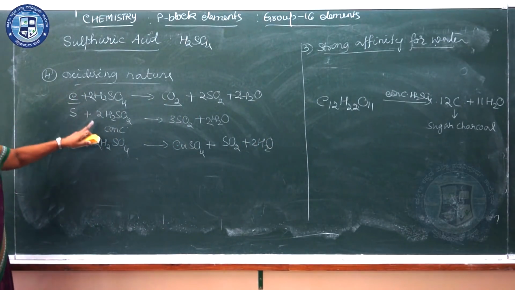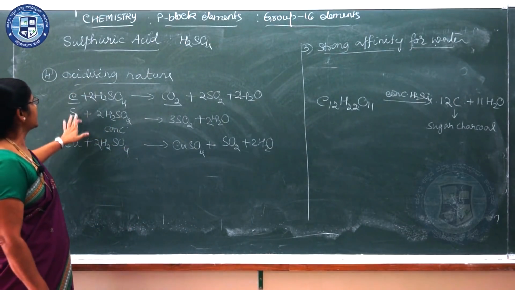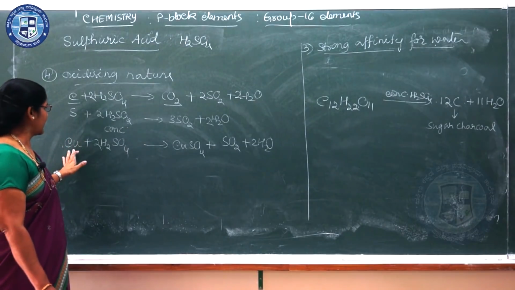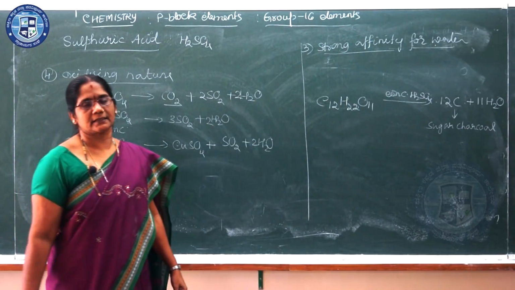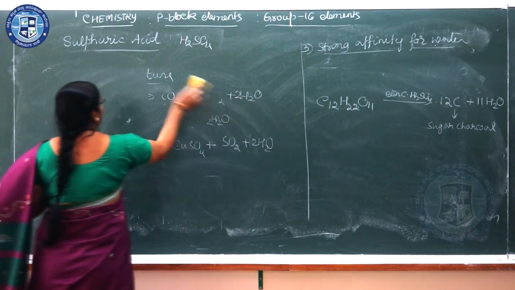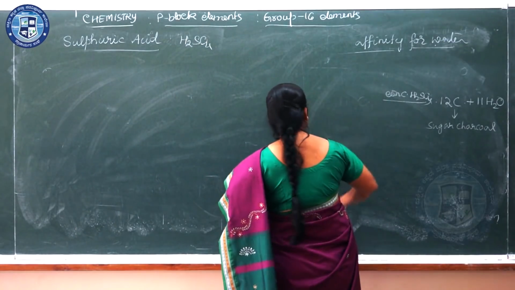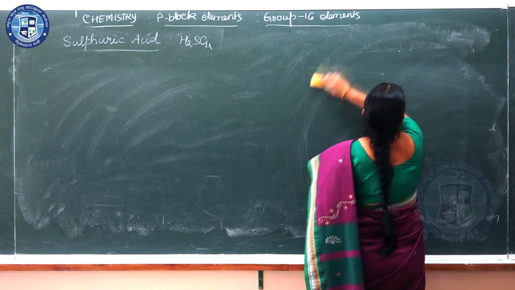So these are some of the oxidizing actions of sulfuric acid. It oxidizes non-metals as well as some of the metals. So these are the reactions of sulfuric acid. Now what are the uses of sulfuric acid? The uses of sulfuric acid are limitless.